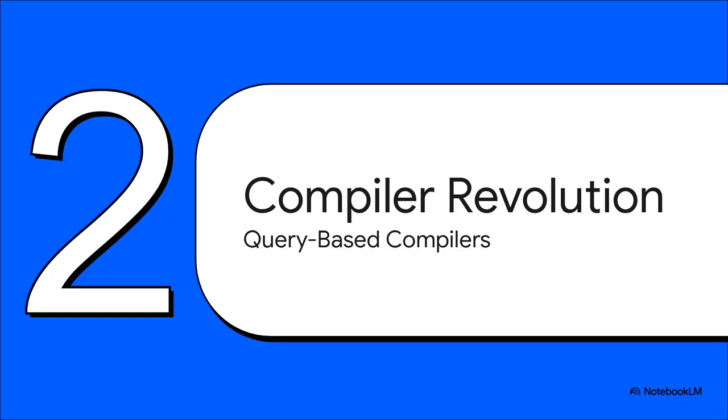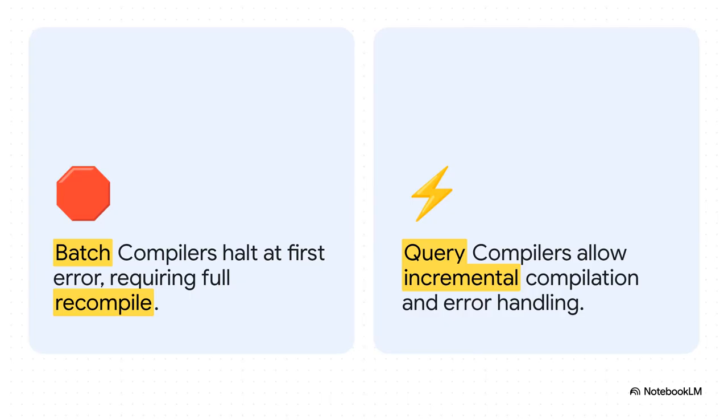Moving right along to Section 2, the compiler revolution. Author Thunderseed outlines this really fascinating micro-narrative of the old way of doing things versus the new way. For literally decades, we relied on batch compilers. You know the drill. You ran your code, it went through this very strict pipeline of lexing, parsing, type checking, and if it hit even one tiny syntax error, yep, the whole pipeline halted and you had to start completely over. But modern languages, things like Rust, Swift, and Kotlin, they're using query-based compilers.